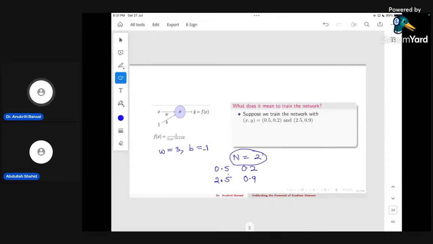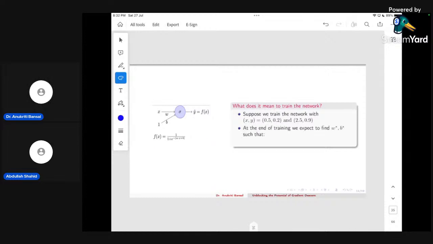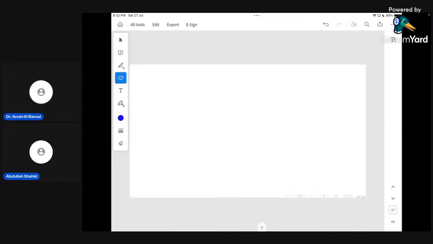Now I want to estimate the value of W and B such that my loss or error becomes close to 0, even if it is not 0. How would I do it? I will start with a random guess. Suppose I have taken W equals 3, B equals minus 1. Okay, so let's see how to calculate the loss.